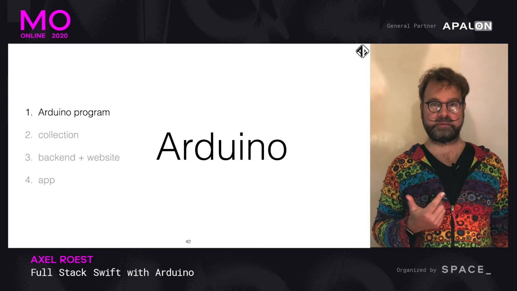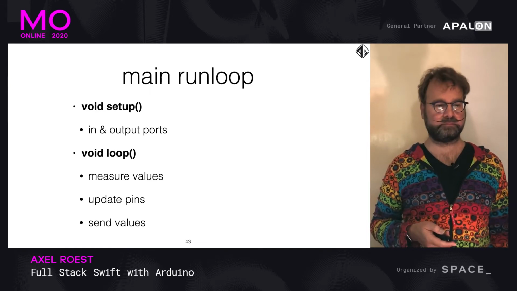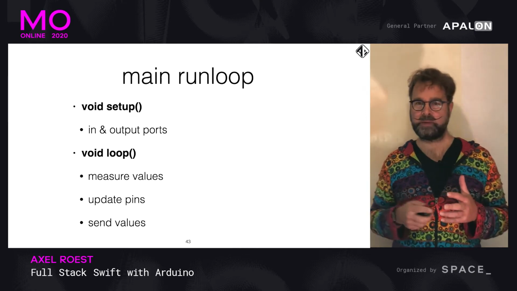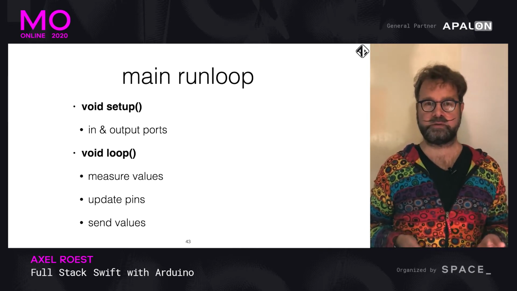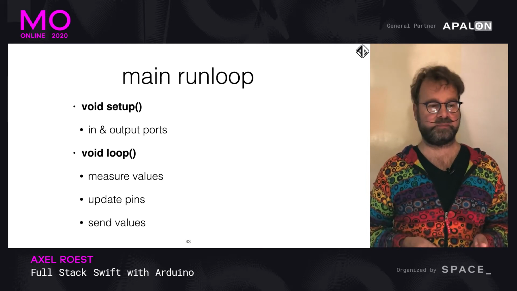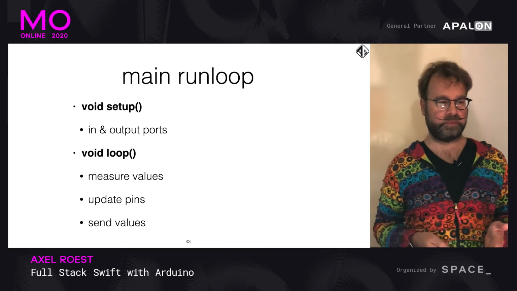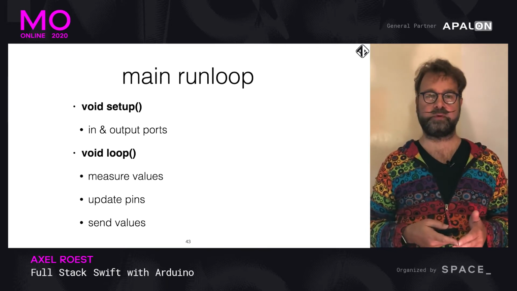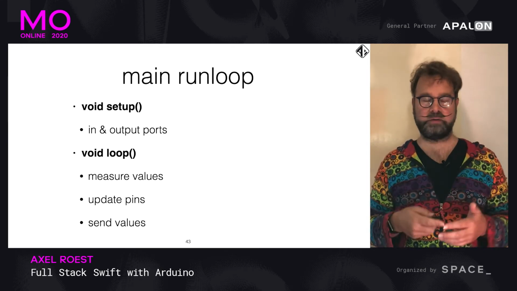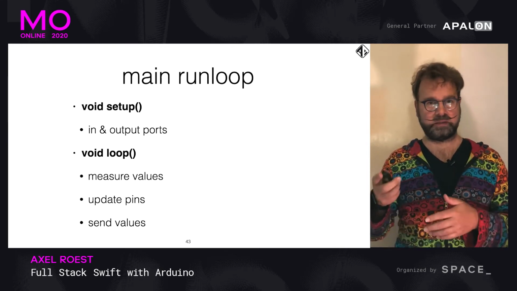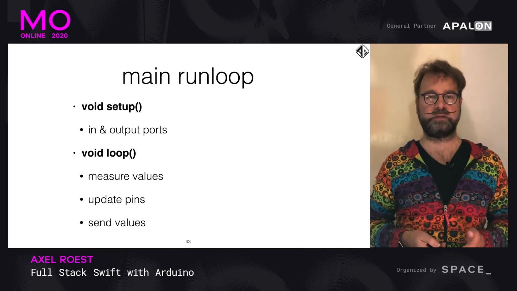So we have 4 steps to do. Let's start with the Arduino program. Remember, there is no OS. There is no OS demanded run loop. We have to do everything ourselves. So normally an Arduino application consists of a setup part where you define your input and output ports, and your main run loop where you measure values and you set pins and you upload or send values to another device like we do here.